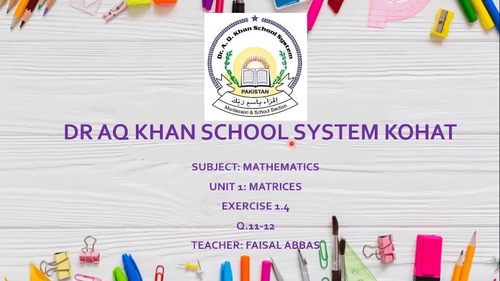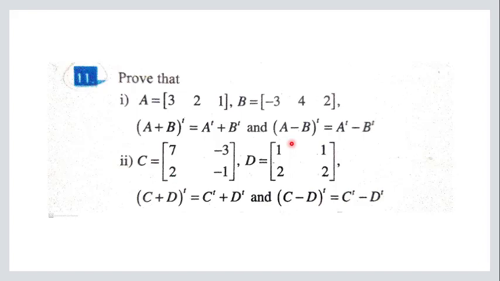In this video, we will be discussing the subject mathematics of grade 9, unit number 1, matrices, exercise 1.4, questions number 11 and 12. Question number 11 is: prove that, matrix A is equal to [3, 2, 1], matrix B is equal to [-3, 4, 2], (A plus B) whole transpose is equal to A transpose plus B transpose, and then we will prove that (A minus B) whole transpose is equal to A transpose minus B transpose.